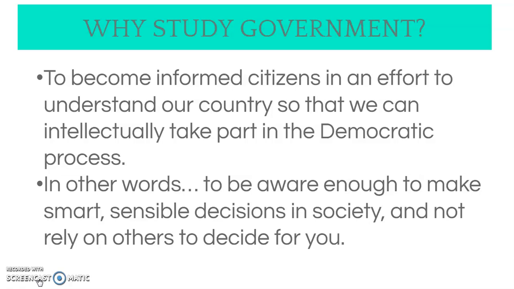Okay. In other words, you need to be aware enough to make smart, sensible decisions in society and not rely on others to decide for you. Okay, so it's not just enough to just go out and vote. You got to actually research and know what it is you're voting on and how your decisions are going to affect the rest of our country and society. We tend to learn a lot from our parents and our families, which is why we might be influenced by others. They might try to get us to decide something based on what they think. But the goal is that you can make your own educated decisions on what you think.